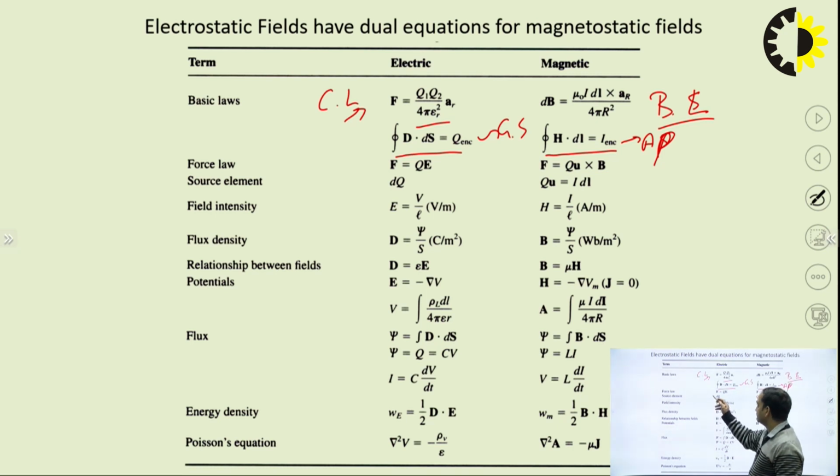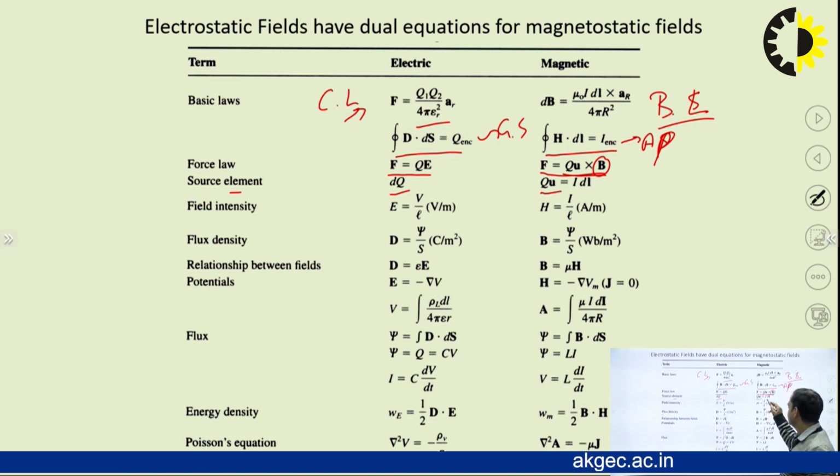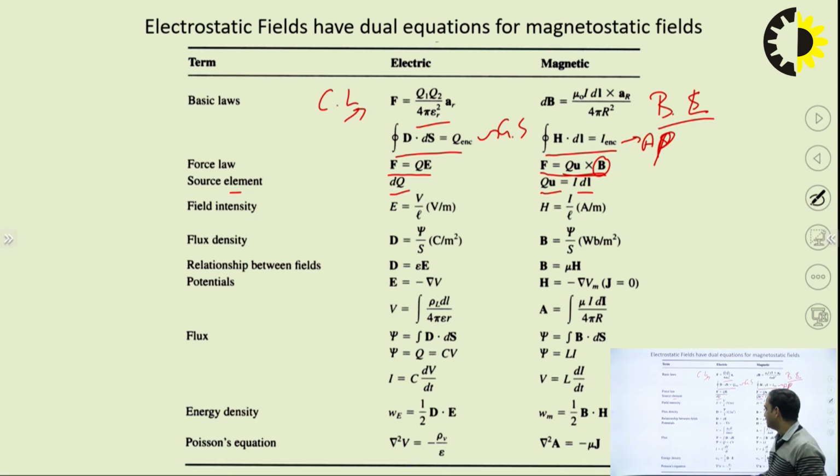For force in the electric field, F equals Q E, and here we have Q u cross B. Because the charges are in motion, they have some velocity, and B is the magnetic field generated by some other source. The source element for the electric field is dq, and in the magnetic field it is I dl. We will cover all these topics in future.